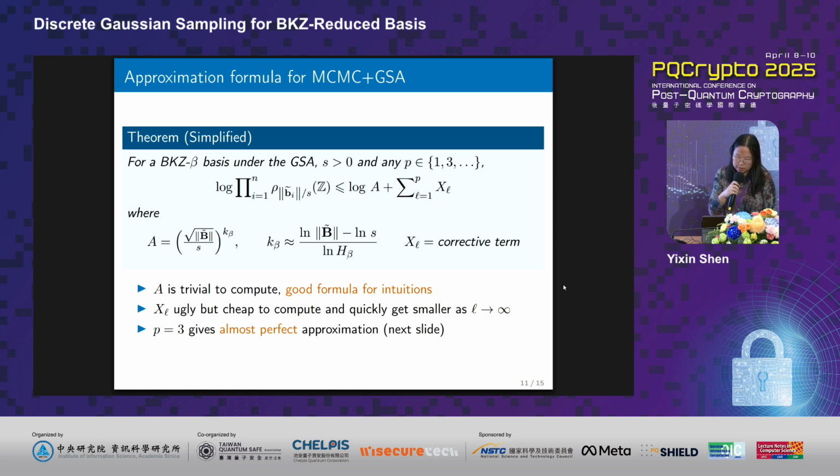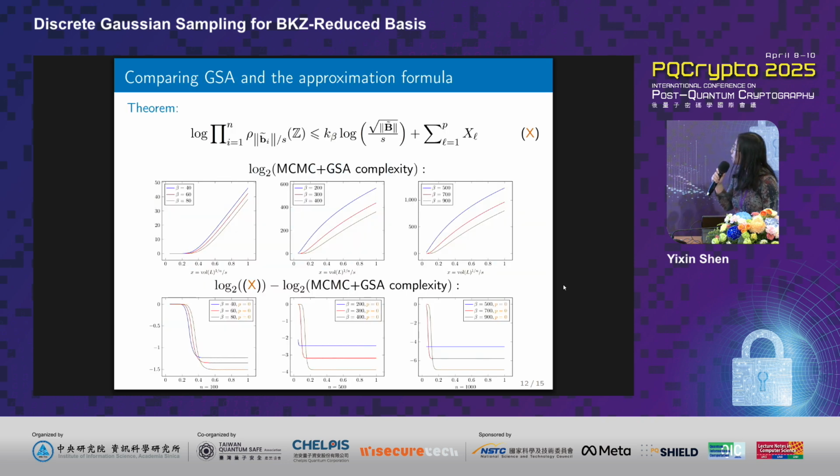The important thing is that the first term is trivial to compute, and it's already a quite good formula for intuitions. And then the other correction terms are very ugly, but also cheap to compute, and they quickly get smaller as L tends to infinity. And in practice, we actually recommend people to use p equals 3, because it already gives you almost perfect approximation. So we did some experiments about that. Let's see what it gives us.